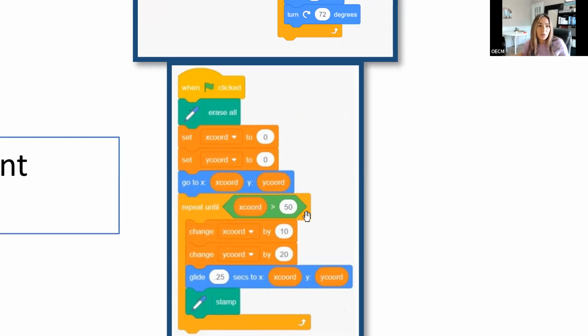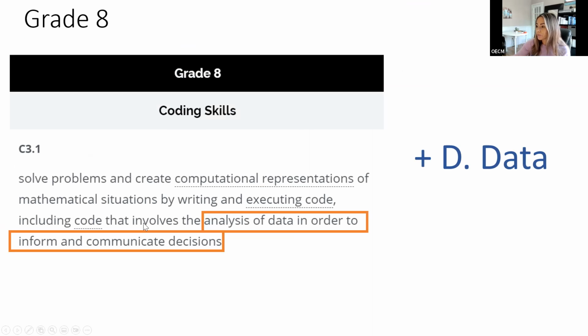So there's a defined count where we're actually repeating based on a certain condition. So that could be defined count. So our last grade now, we're in grade 8 now. The thing that is new in grade 8 is analysis of data in order to make and inform decisions.